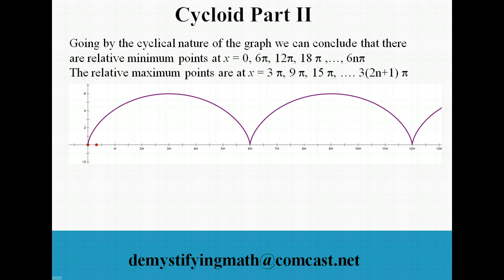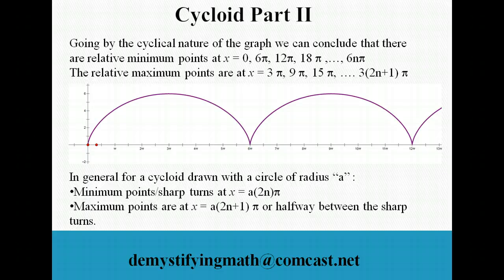Okay, so going by the cyclical nature, we're going to conclude that we have minimum points at 0, 6 pi, 12 pi, 18 pi, and so on. And we're going to have maximum points at 3 pi, 9 pi, 15 pi, or 3 times (2n plus 1) pi. So to get the relative points, just think about it as 3 times the length that we had before.